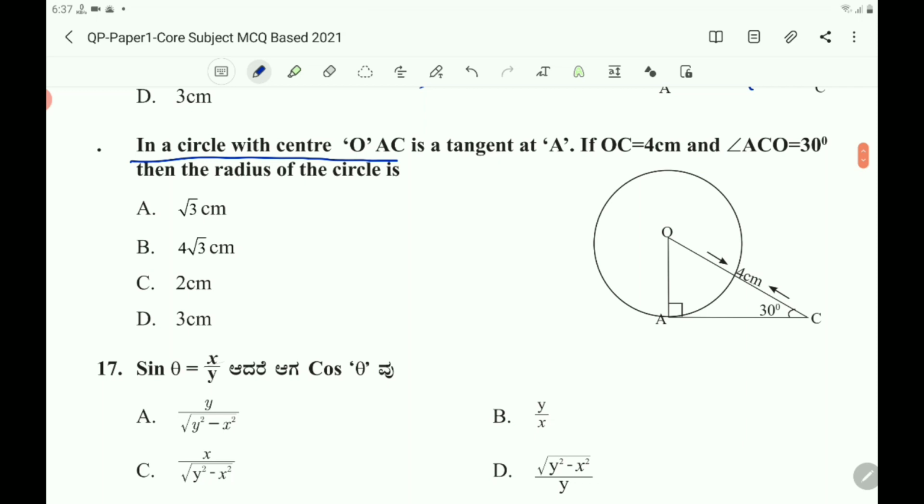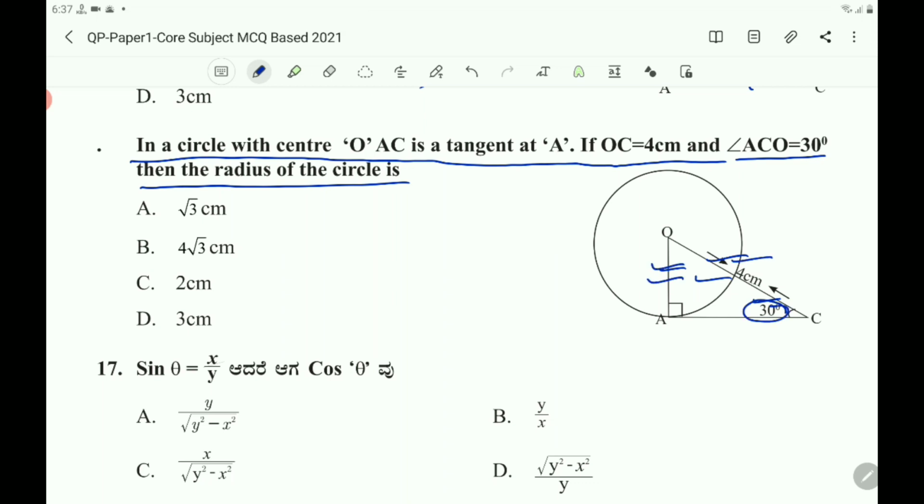In a circle with center O, AC is a tangent at A. If OC equals 4 centimeter, angle ACO equals 30 degree, then the radius of the circle is. Children, see the figure here. It is a right angle triangle. Angle C is given and hypotenuse is given. So to get the measurement of the radius, use the trigonometric ratio which is having the OA and OC. OA is the opposite side to the angle C and OC is the hypotenuse.